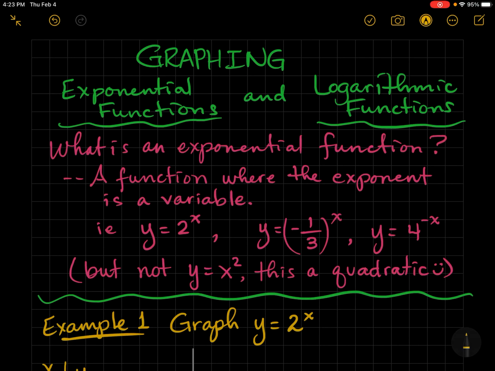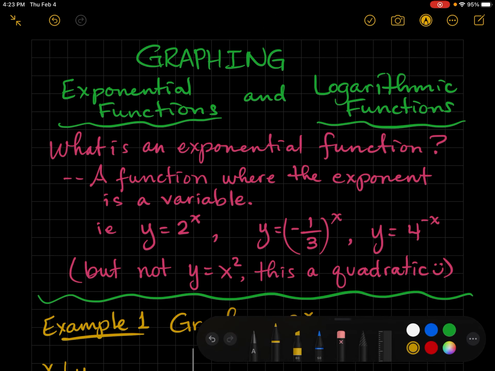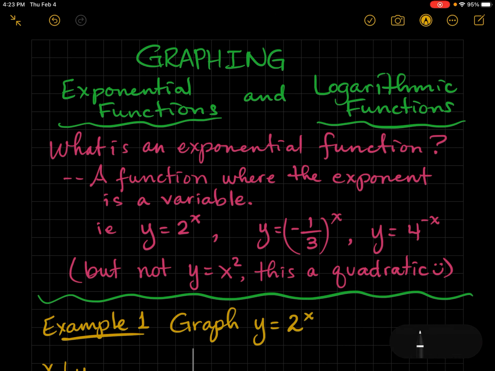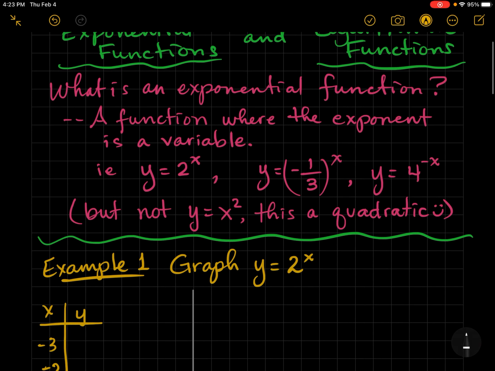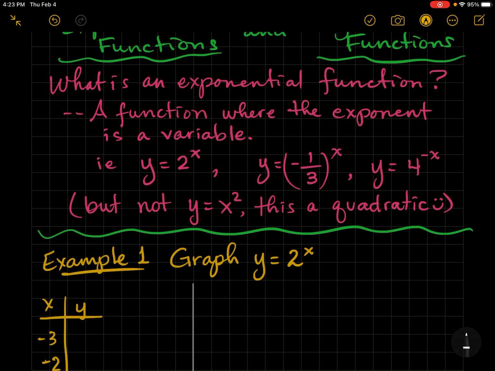Today, we're going to look at graphing exponential and logarithmic functions. First of all, what is an exponential function? An exponential function is where the exponent is a variable. So we haven't seen that before. In the exponent, it's now a variable. We're used to seeing numbers up there, but now the exponent is a variable. And that's what makes these exponential.